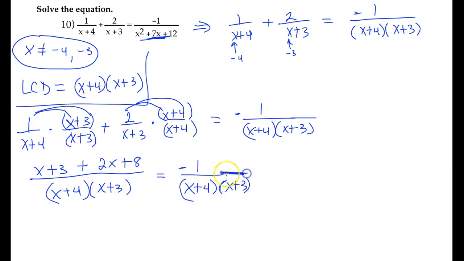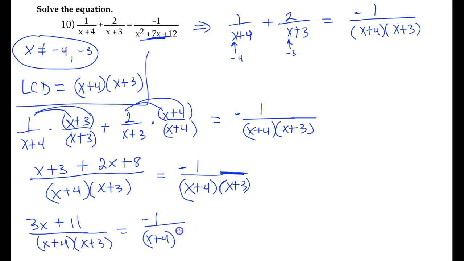Okay? Now, once that's done, then we'll combine like terms here. And we see that we'll get x and 2x is 3x. And 3 plus 8 is 11. x plus 4 over x plus 3 in the denominator. That'll be negative 1 over x plus 4 times x plus 3 in the denominator.